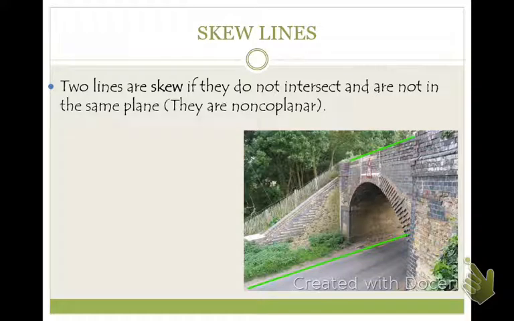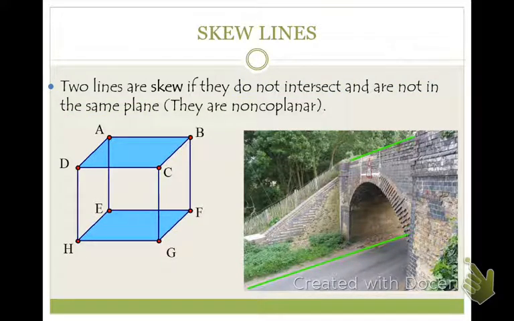Two lines are skew if they do not intersect, so you want to write that down, and are not on the same plane. So they don't intersect, they'll never intersect, they're not on the same plane, they have nothing in common, they're just two weird lines. So that's why these two bright green lines are skew. You have one on the road, and then you have one on the top of the overpass, whatever you would call that.